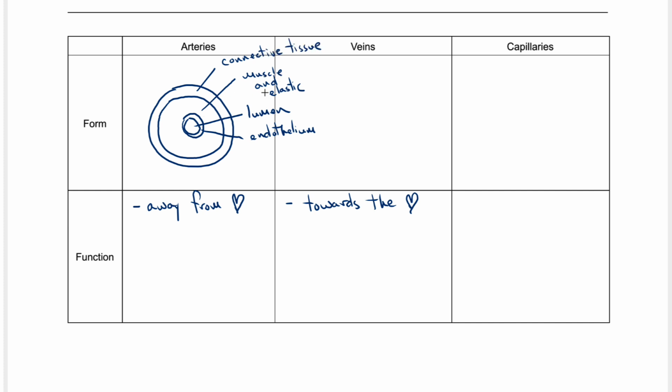This muscular and elastic layer is very thick because arteries serve as a pressure reservoir. What do I mean by that? Well, when the heart pumps, it's pumping blood into the arteries, and the arteries stretch out and they absorb some of that pressure, and then when the heart relaxes, they give some of that pressure back and keep the blood flowing. So you might have seen numbers like this reported for blood pressure.